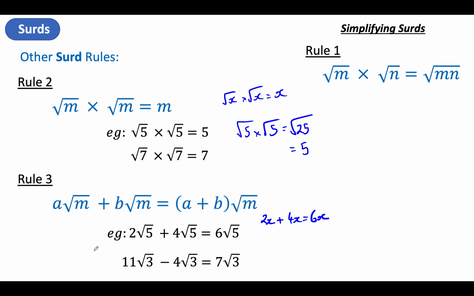And it also works for subtracting. So if you've got 11 root 3 take away 4 root 3, it equals 7 root 3, because 11 take away 4 is 7. Now the one it doesn't work for, let's go back to the first one. Say we had 2 root 5, like we've got there, and I was adding to it 3 root 7, I can't simplify that. It doesn't work. I can't say I've got 5 lots of root, I don't know, 11 or something. It has to be the same square root.